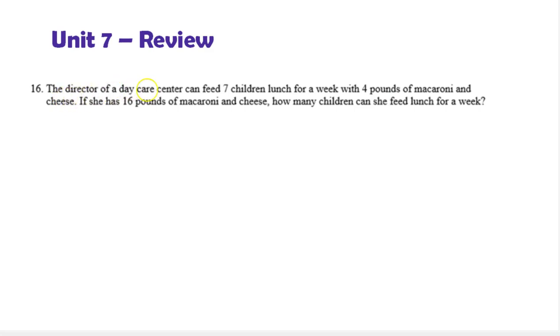The director of a daycare center can feed 5 children lunch for a week with 4 pounds of macaroni and cheese. So if you see, this is a relationship. You could think of 5 children, 4 pounds. Now they tell us if she has 16 pounds of macaroni and cheese, so this is our extra given information, how many children can she feed lunch for a week?